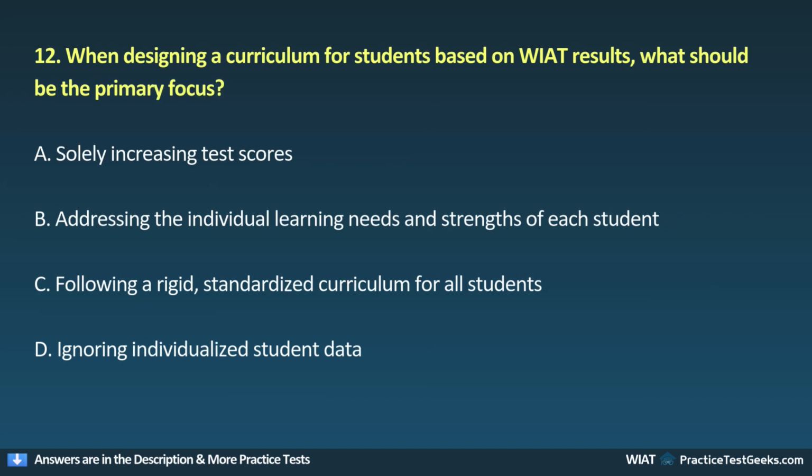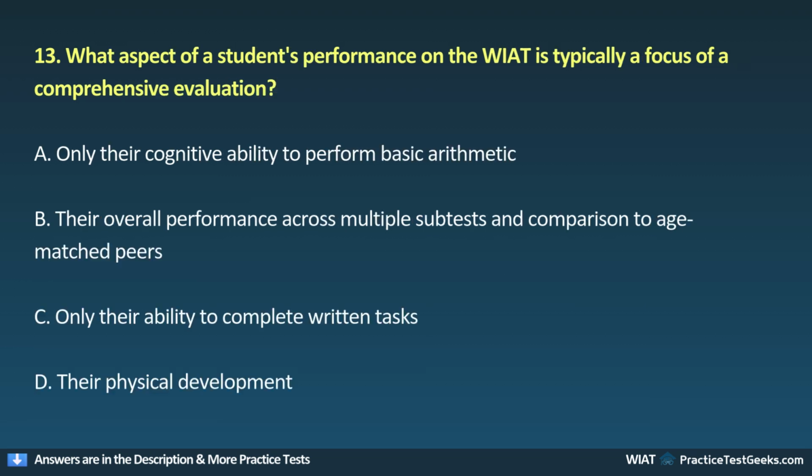12. When designing a curriculum for students based on WIAT results, what should be the primary focus? A. Solely increasing test scores. B. Addressing the individual learning needs and strengths of each student. C. Following a rigid, standardized curriculum for all students. D. Ignoring individualized student data.